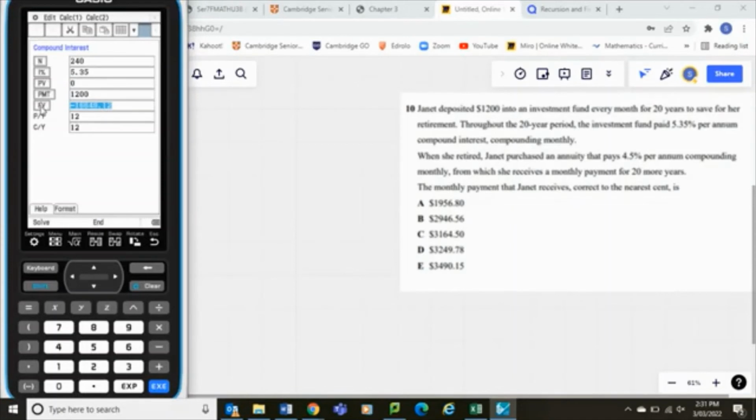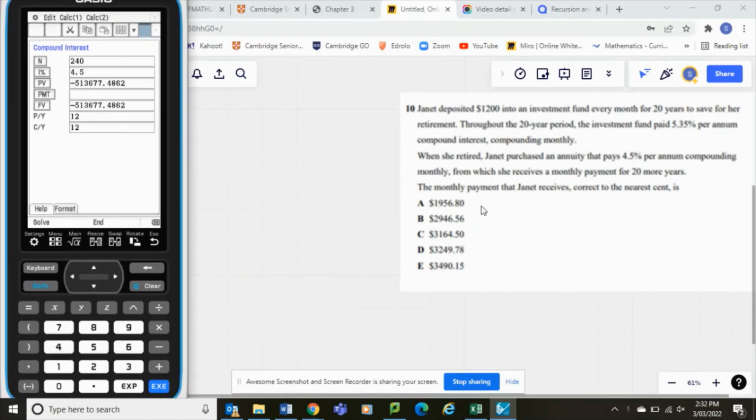So now we need to solve for our future value, our value after 240 payments, which gives us this value here, 513,667. For our second step, this is now going to be our starting value for the next 20 years. So we're going to keep our number of payments the same. Our interest rate changed to 4.5.